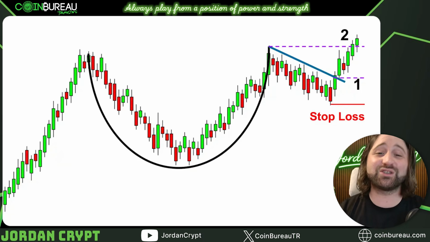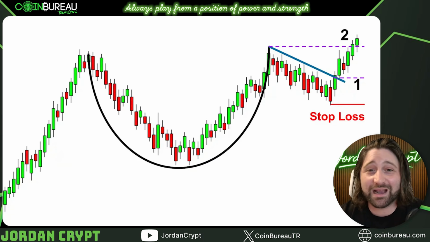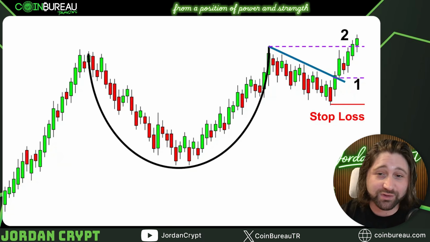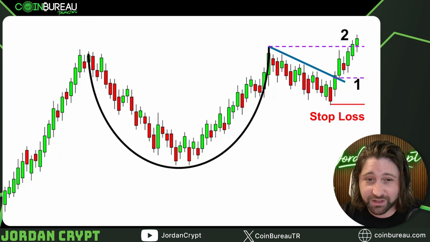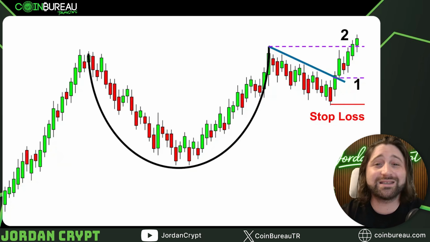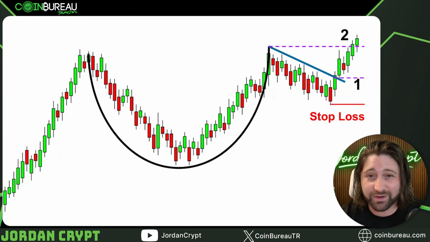The risk and stop loss on the trade will be set at the low of the handle. This way, if the breakout fails and falls back below the handle's low, then you can close out the trade at a small loss and move on to the next opportunity. If the breakout is successful, then you can consider moving your stop loss to the break-even level, locking in the trade without experiencing a loss.